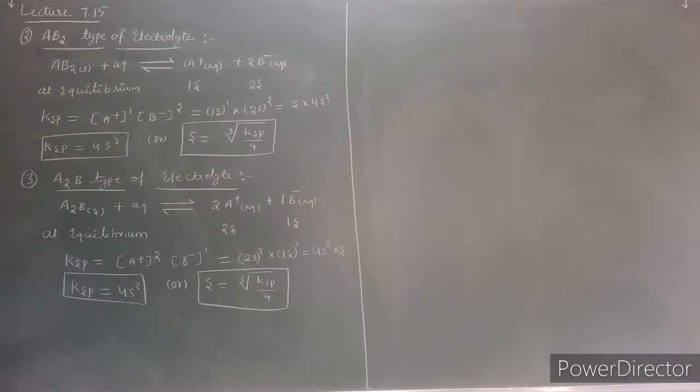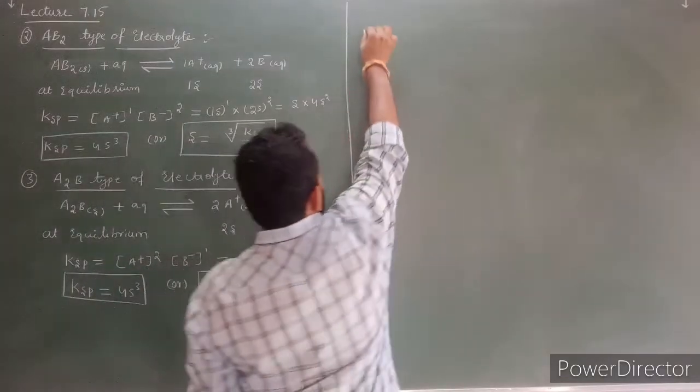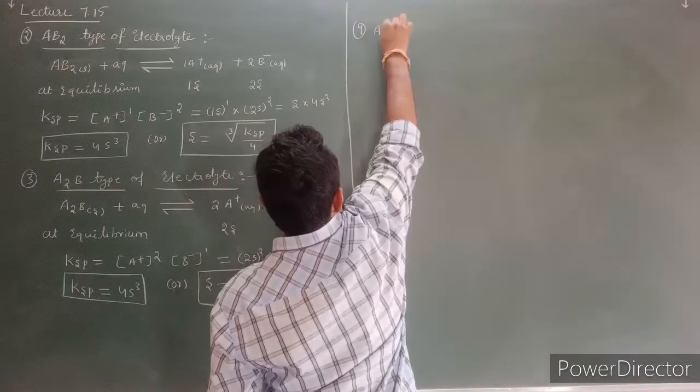Next, let us derive the relation between solubility product and solubility for AB3 type of electrolyte. The fourth one, AB3 type of electrolyte.